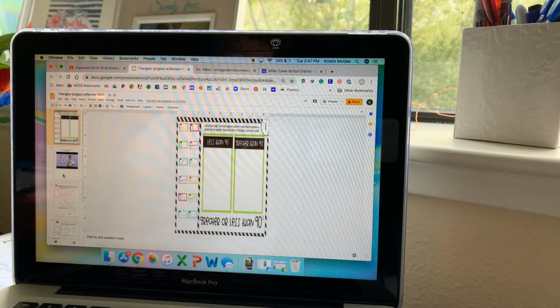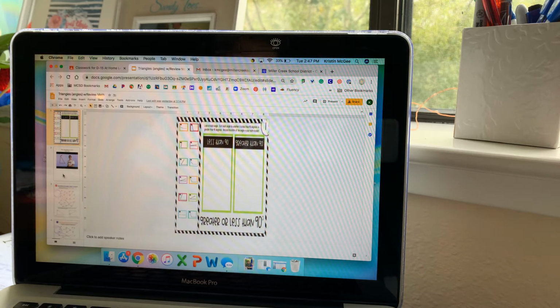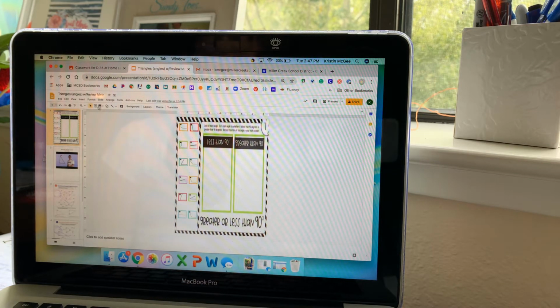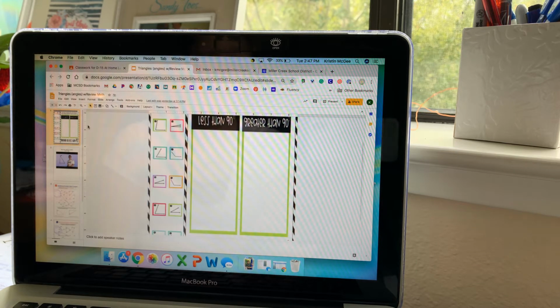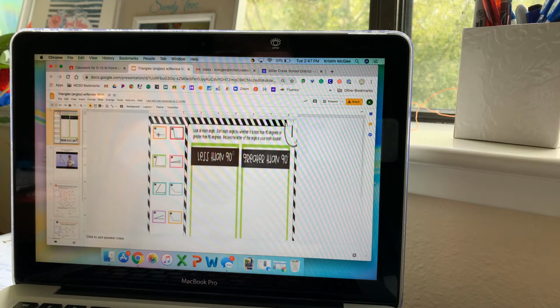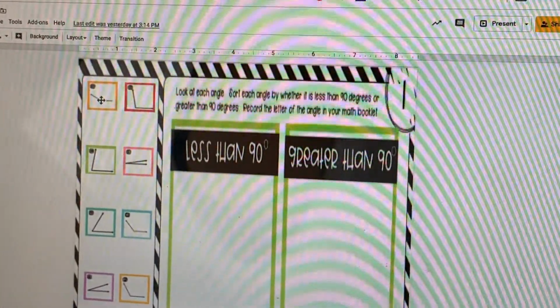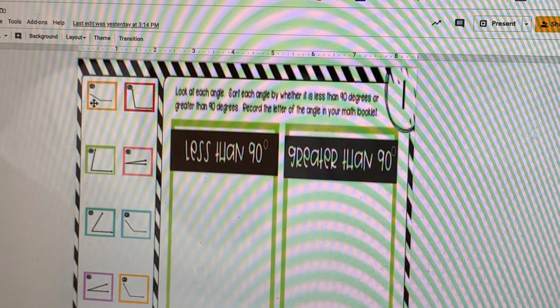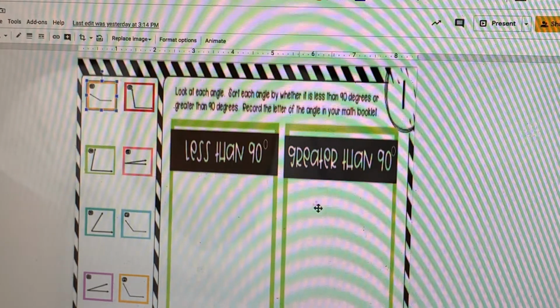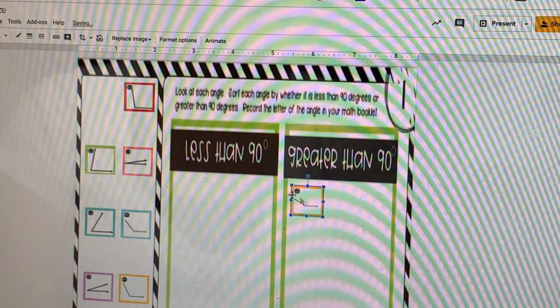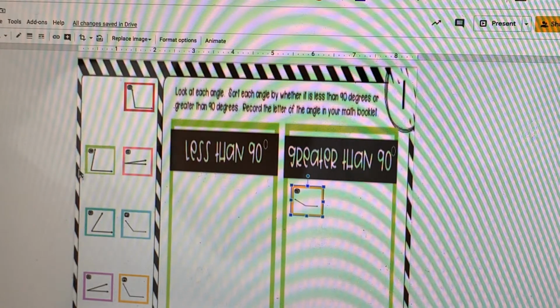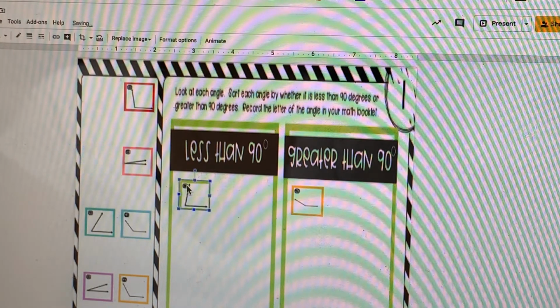Remember that less than 90 degrees is called an acute angle. And anything greater than 90 is an obtuse angle. It's big and loose. It's obtuse. So if we look at this first one, letter A, I'll zoom in even more for you guys. This one is bigger than 90. It's big and loose. So that's going to be greater than 90. This one, letter C right here. Remember, it's less than the corner of a square. So that's less than 90.